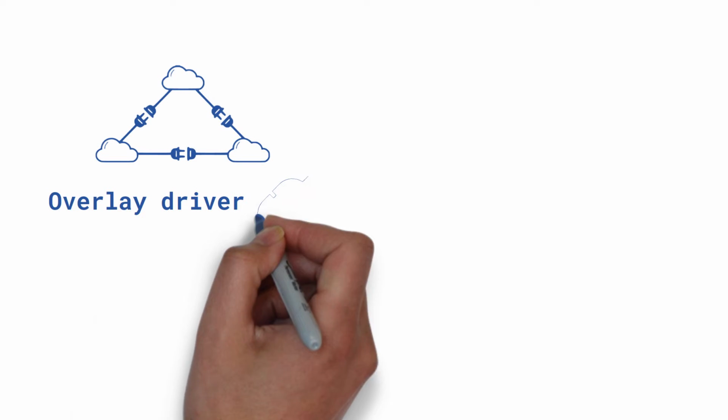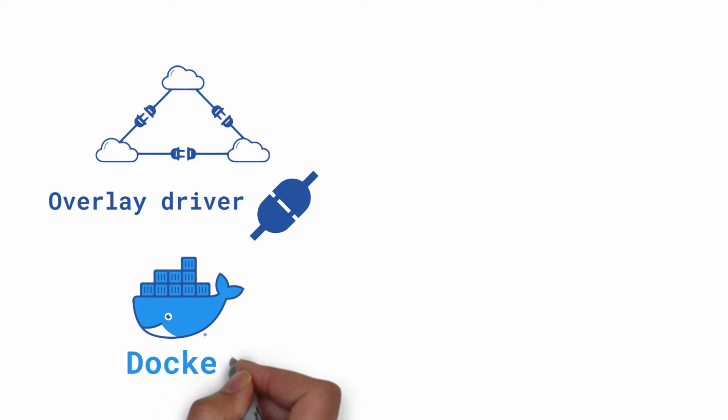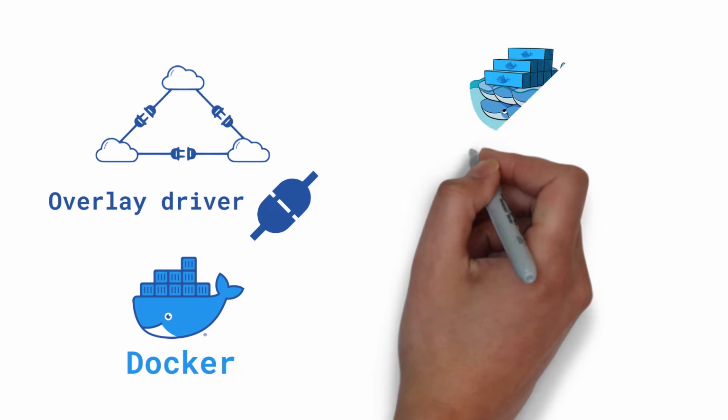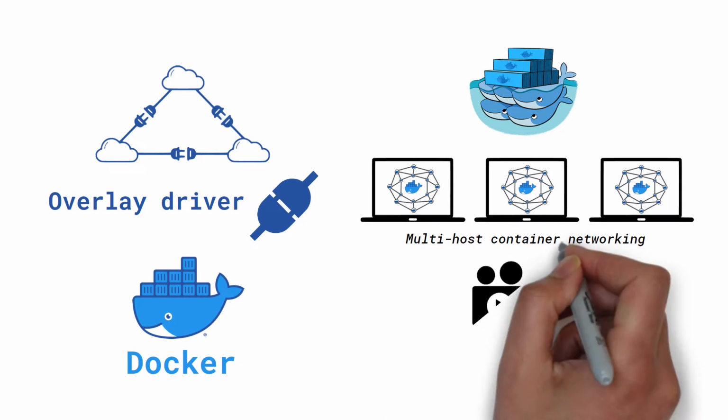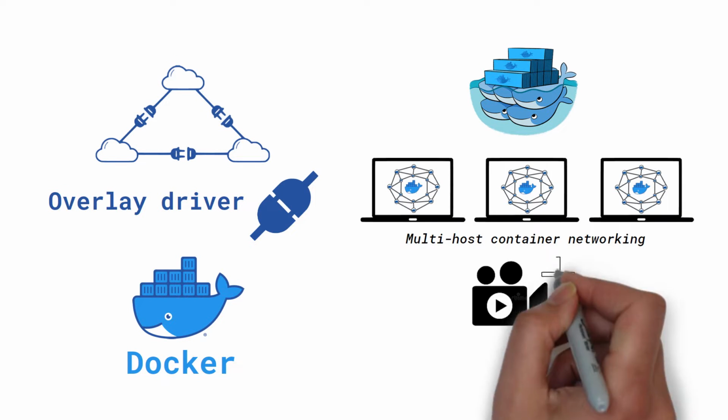What is the overlay network driver in Docker? And how does it power Docker Swarm and multi-host container networking? This video will try to answer that and more as simply as possible.